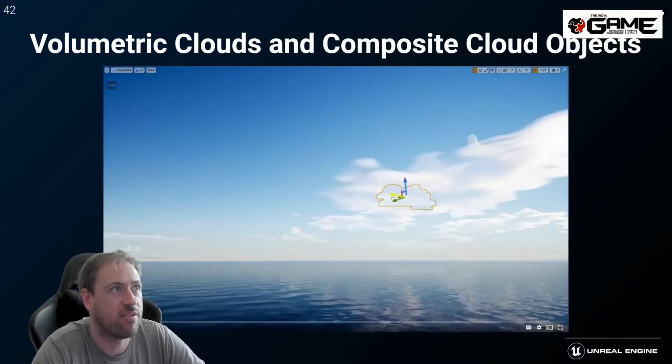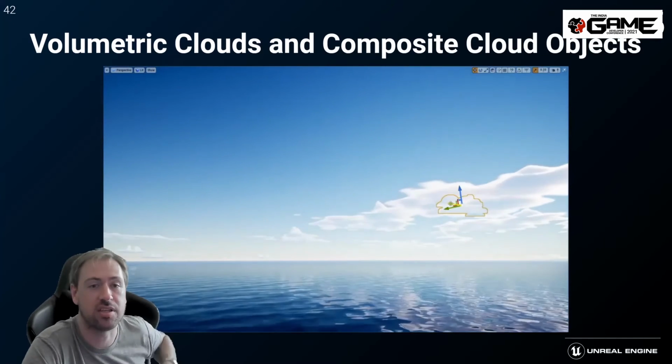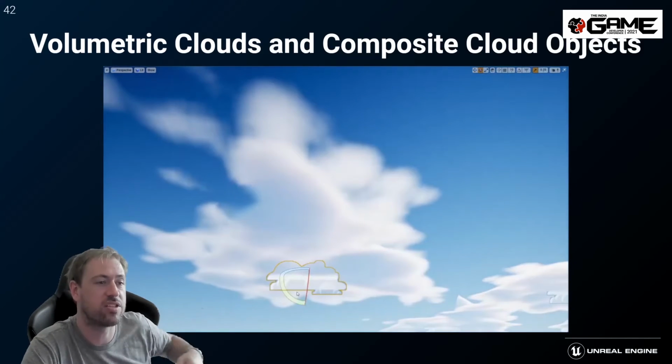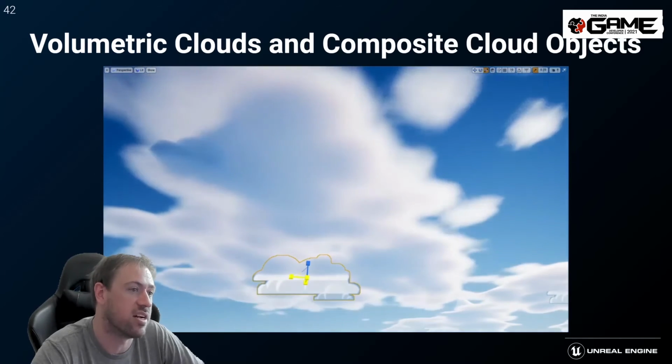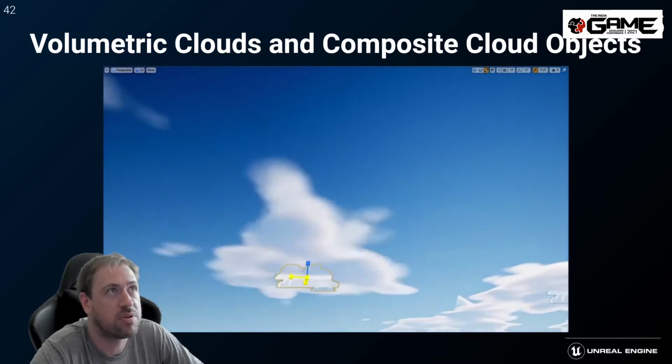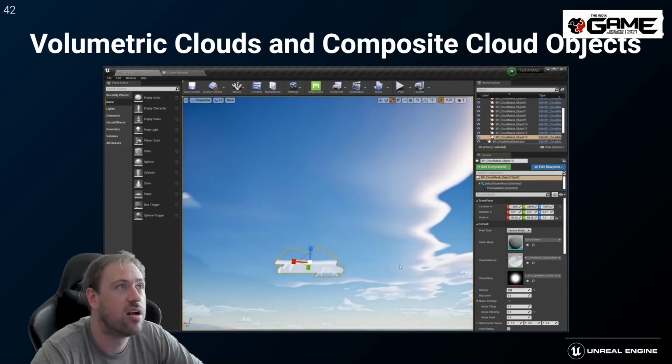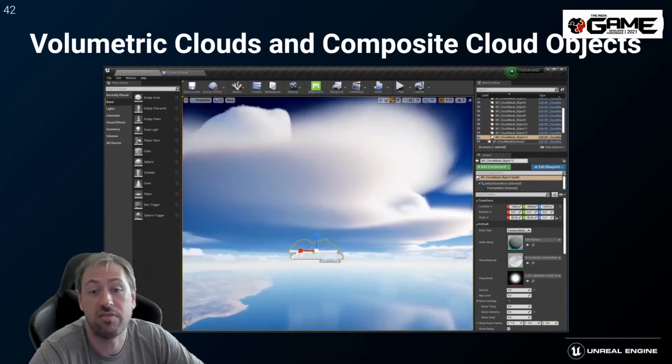Still slightly on the fog topic, volumetric clouds are a really handy one if you haven't played around with those yet. But the volumetric clouds that you add in, that's going to cover the entire sky. Here you can be using the composite cloud objects and essentially using that same volumetric texture material. You can customize your individual clouds.